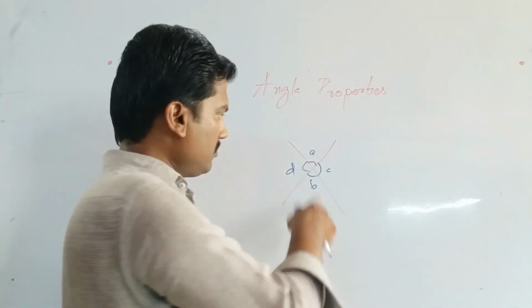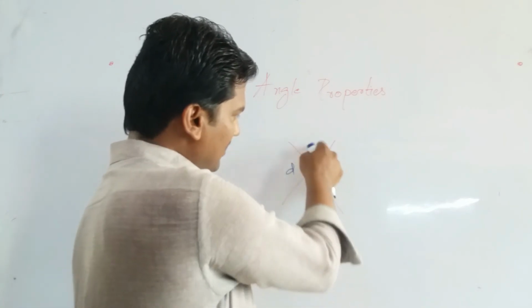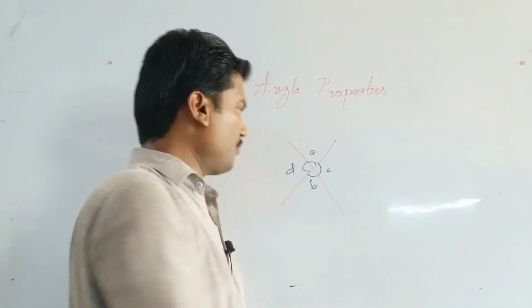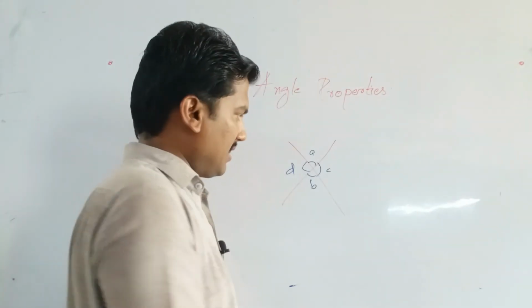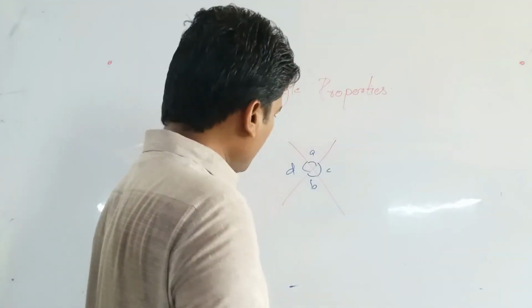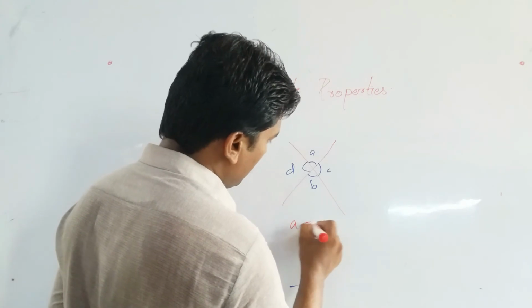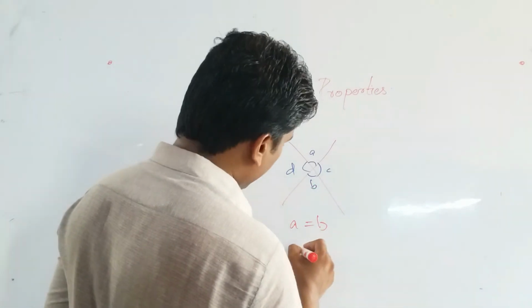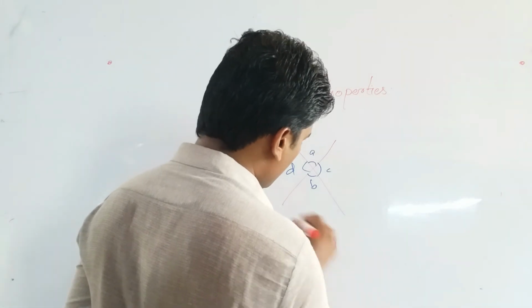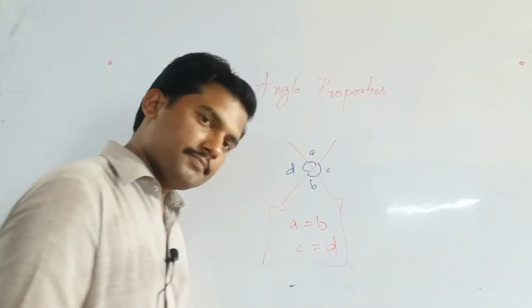This A and C are both adjacent to each other. So we can't say A and C are vertically opposite or opposite angles. These are adjacent angles. So here A will be equal to the opposite angle, that is B, and C will be equal to D.